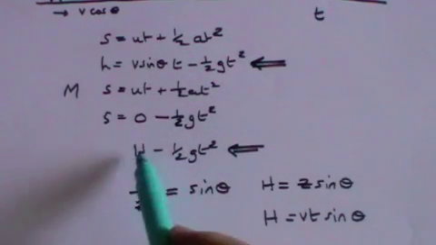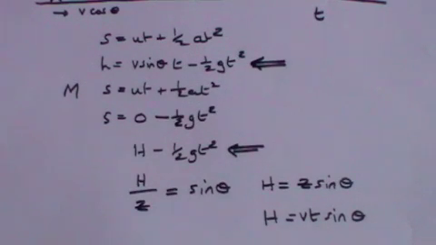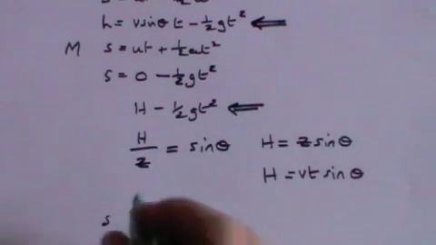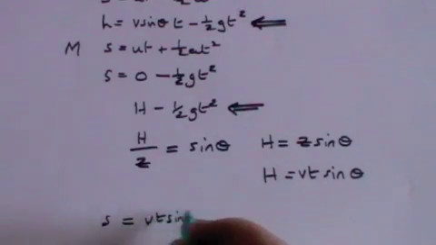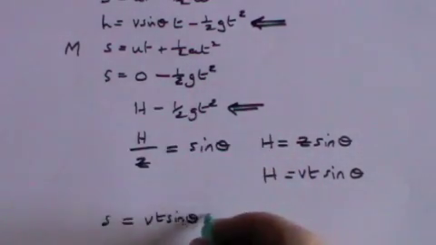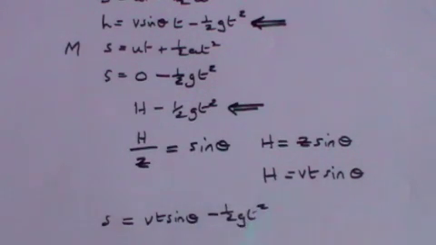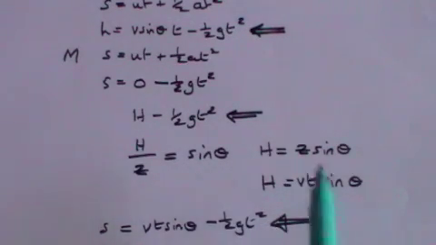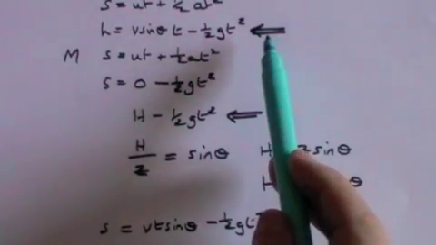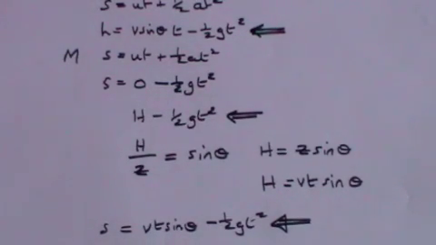And if we put that into here, we get that the distance above the ground that the monkey is, h minus half gt squared, which is vt sine theta minus half gt squared. And I'm sorry to have to point out to you that where the monkey is is precisely the same as where the bullet is. And so unfortunately the monkey gets shot. And on that sad note, I hope that's been helpful.